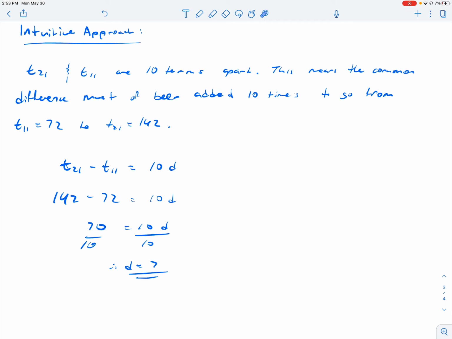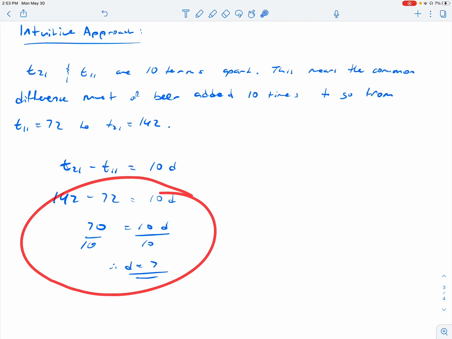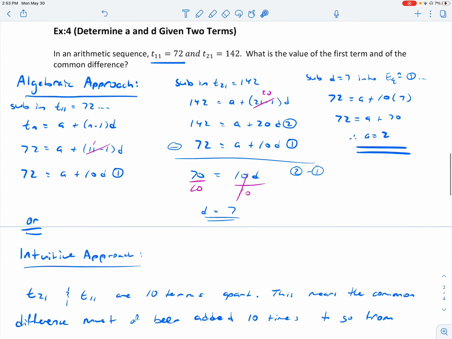So this is just a different way of looking at the question. But notice the math is still the same, because that actually shows up right here when I do elimination. In the algebraic approach, I had to do 142 minus 72, which gave me 70. And then when I subtract these, I get 10D. So it still is the same math. It's just a different perspective, a different way of looking at the problem.